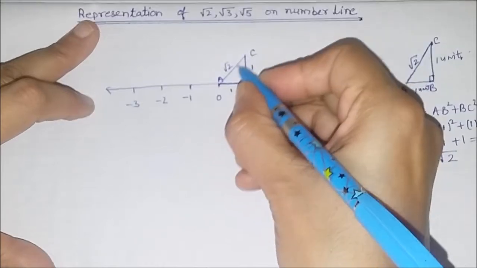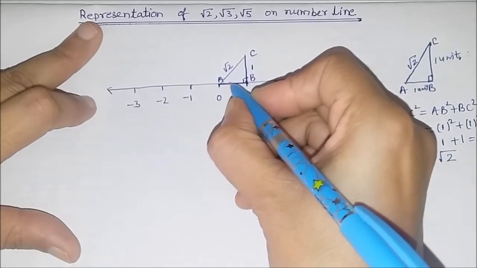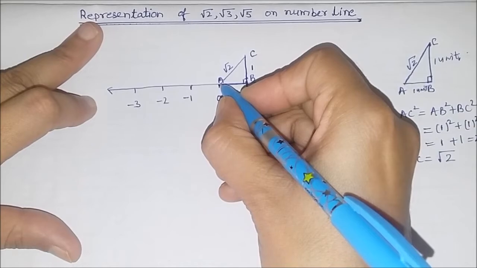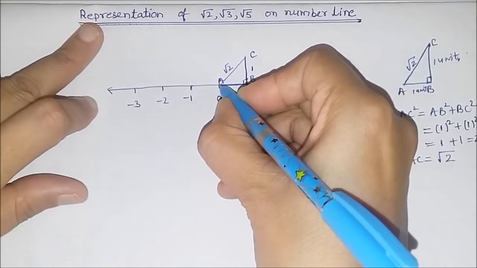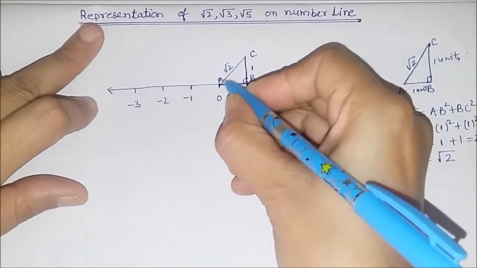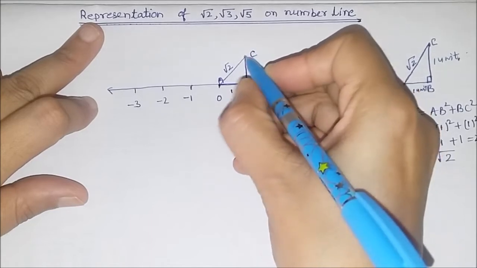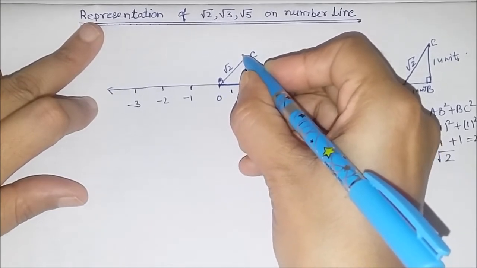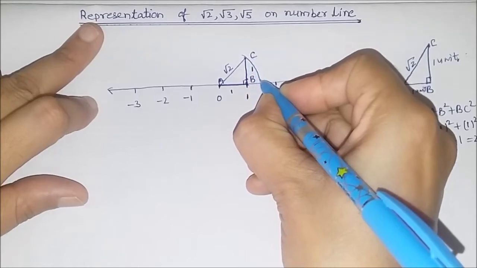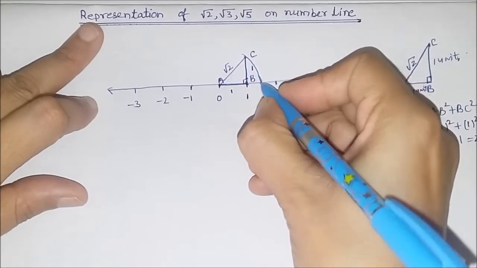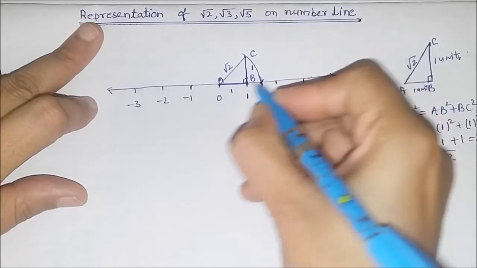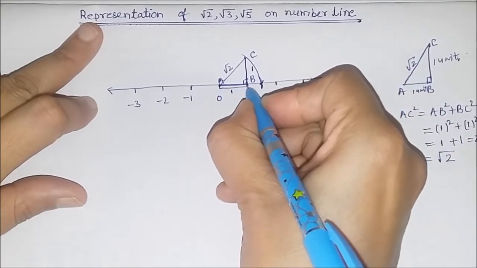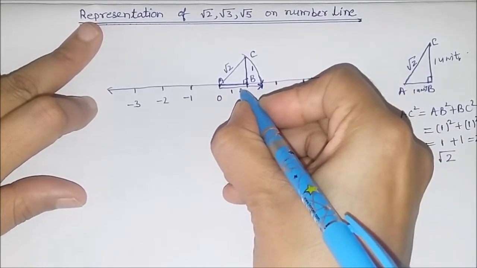Now to represent root 2 on this number line, we will take a compass, taking A as the center and radius equal to AC. We will draw an arc. This is the radius and we will draw an arc like this. And the point where this arc meets, this distance from here to here is root 2.